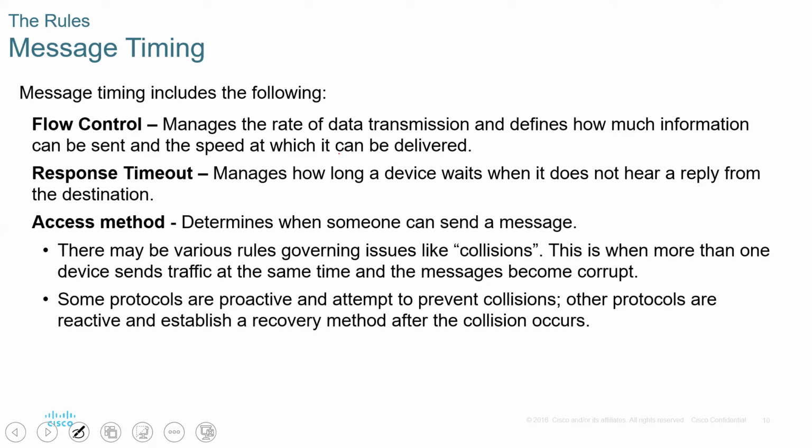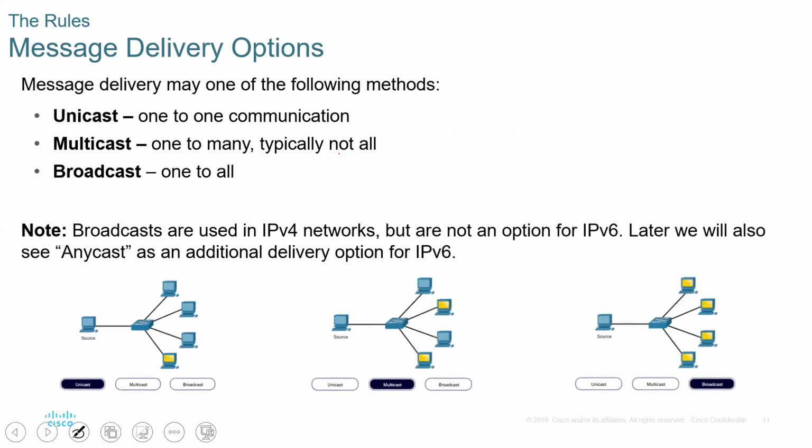So some protocols are proactive and attempt to prevent collision. Other protocols are reactive and establish a recovery method after the collision. So remember, what we are talking about is the rules that are engaged in the sending and delivery of messages. Now, what are the various delivery options?